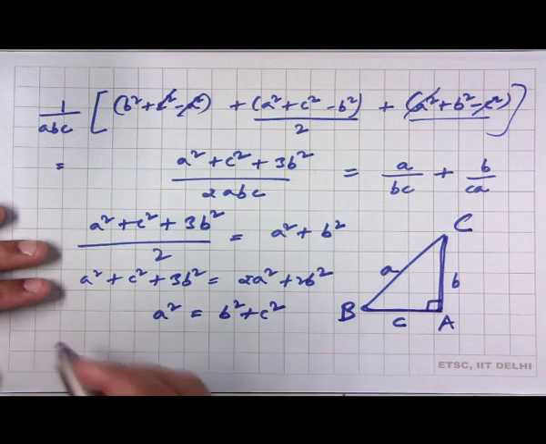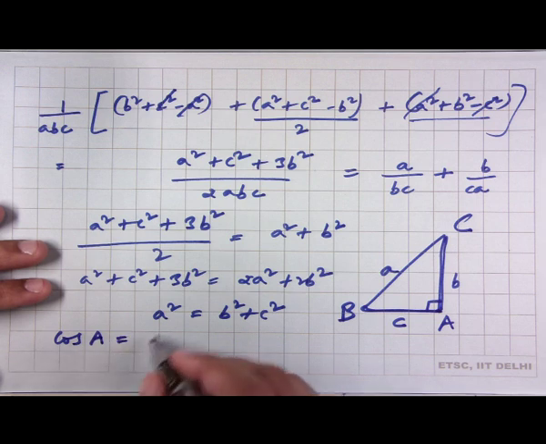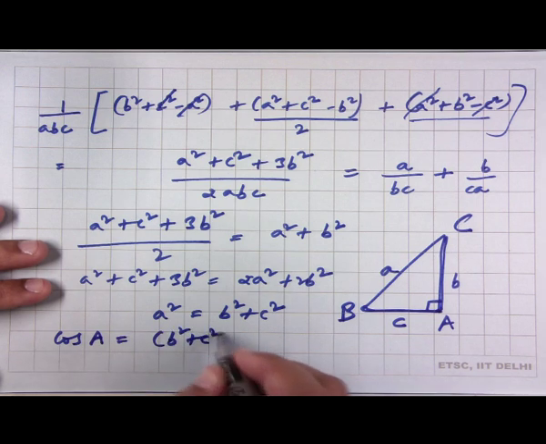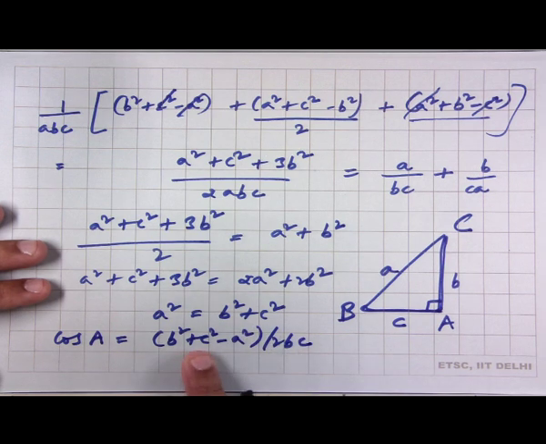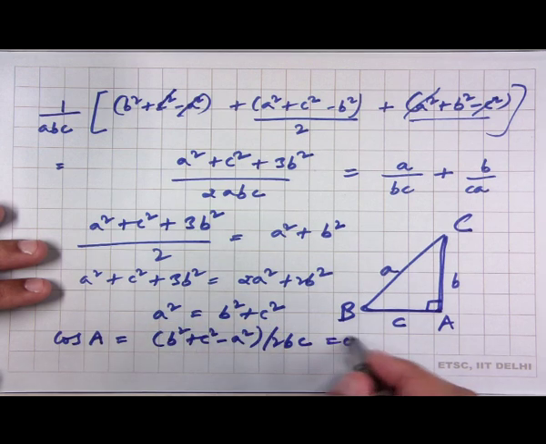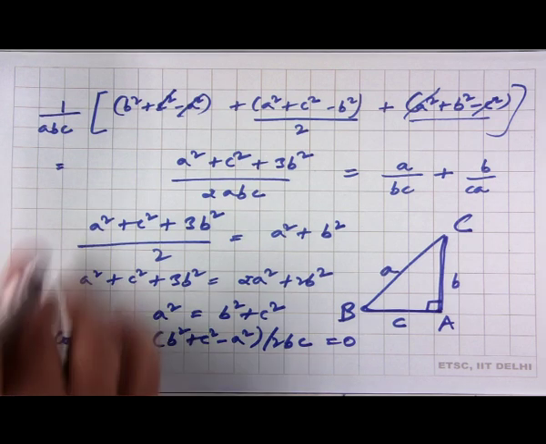And otherwise also we know that cosine of A is equal to B square plus C square minus A square upon 2BC, but because B square plus C square is equal to A square, this is equal to 0, from where it obviously follows that A must be pi by 2.